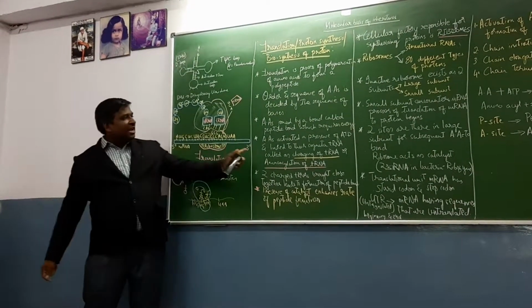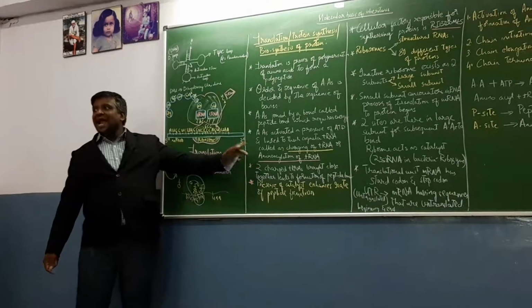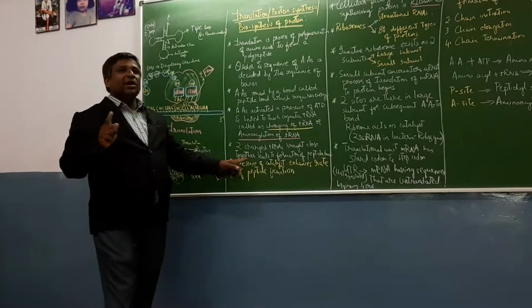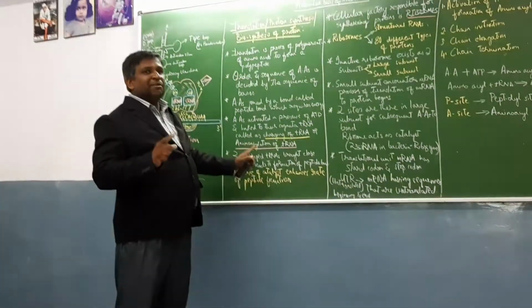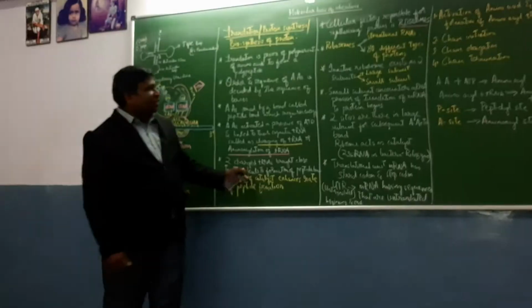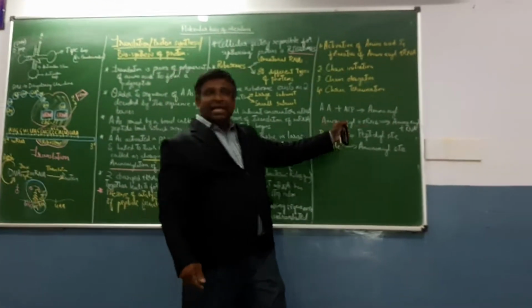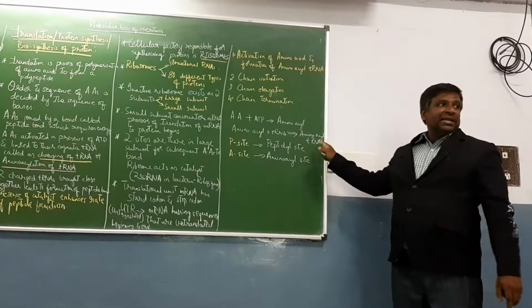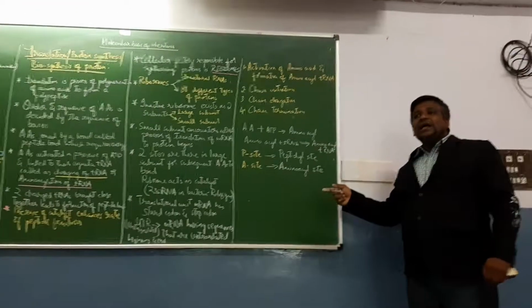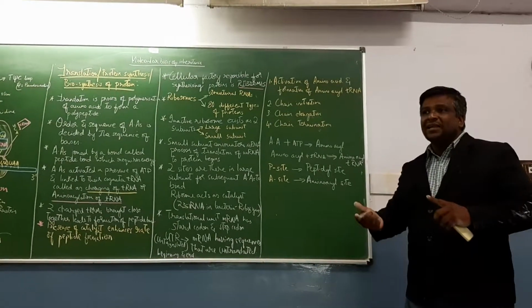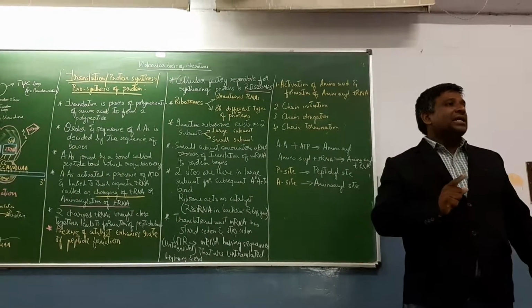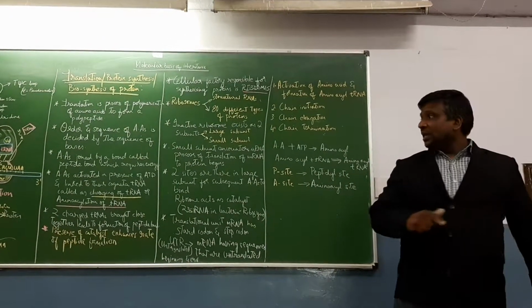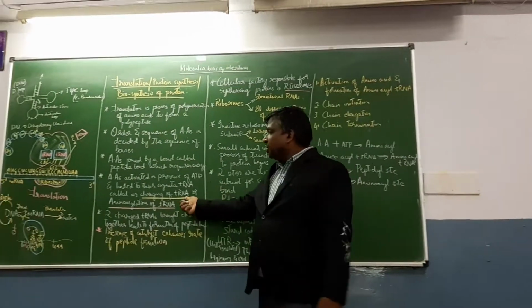Next step, what they have given: amino acids are activated in the presence of ATP. I have written the reaction here. Amino acid plus ATP, the amino acid is activated. Now this activated amino acid gets added to tRNA to form amino acyl tRNA. So that is the next description.